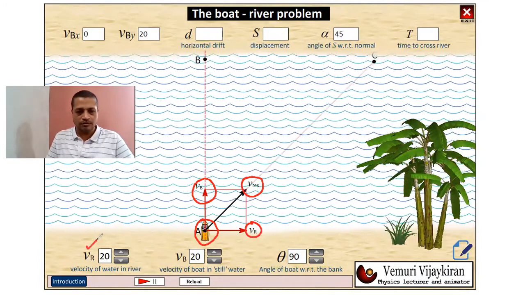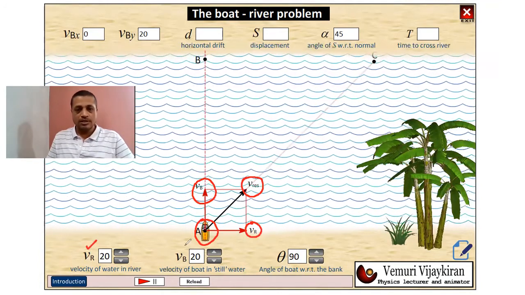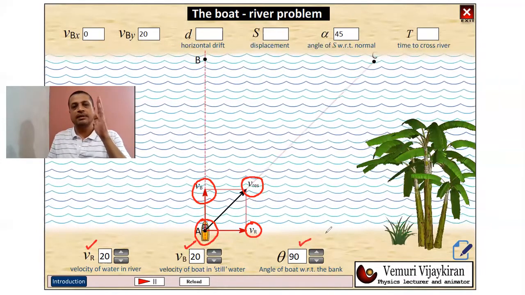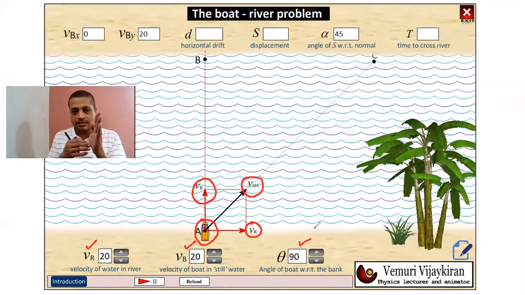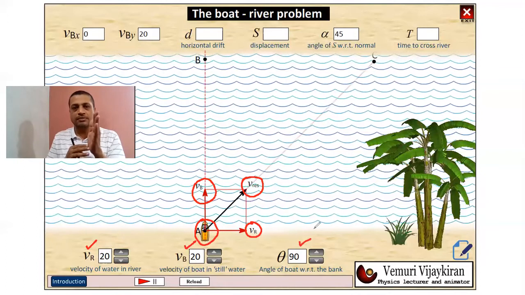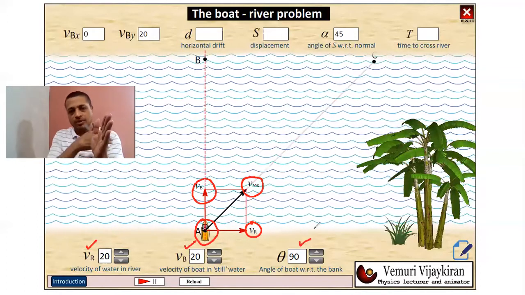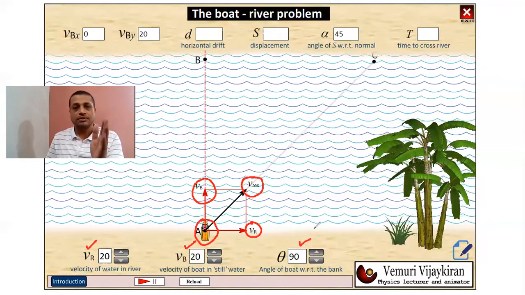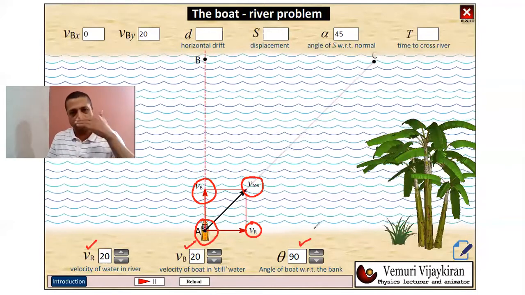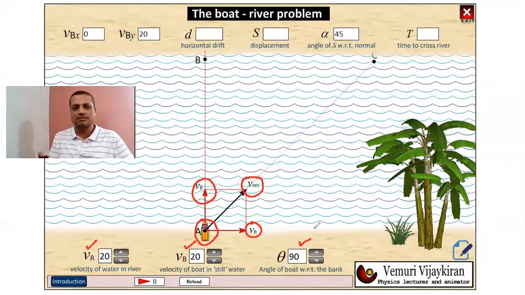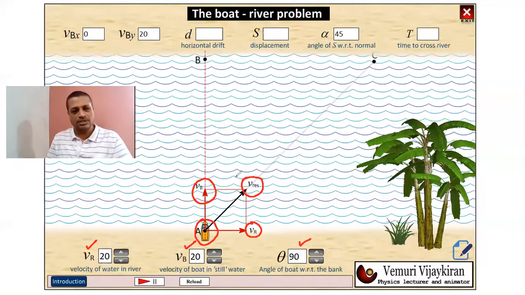So this is the velocity of water in the river, the value. This is the velocity of boat, the value. And this is the angle made by the boat as it leaves the bank, the angle with which the boat leaves the bank with respect to the bank, not with respect to the normal to the bank, with respect to the bank itself. There can be two possible ways of taking the angle. I have chosen this one.